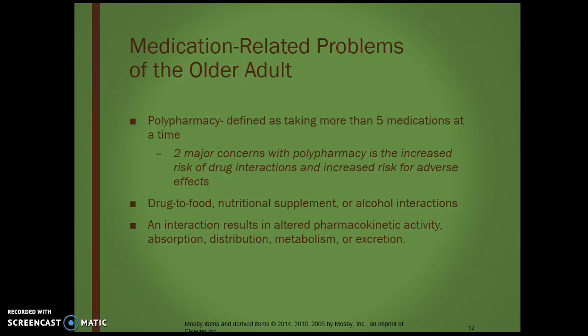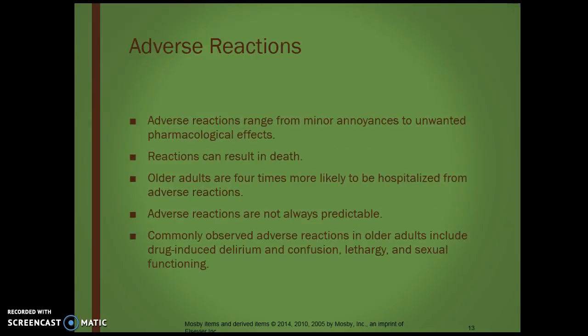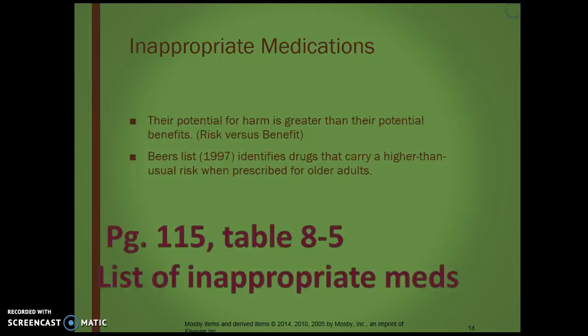An interaction results in altered pharmacokinetic activity, so that's the absorption, distribution, metabolism, or excretion. Adverse reactions range from minor annoyances to unwanted pharmacological effects, and reactions can result in death. Older adults are 4 times more likely to be hospitalized from adverse reactions. You also would have your allergies to these and adverse reactions as well. They are not always predictable. Sometimes we know there's a possibility for them, but we can't ever know because every person is different in the way they react to medications. Commonly observed adverse reactions in older adults include drug-induced delirium and confusion, lethargy, and changes in sexual functioning.